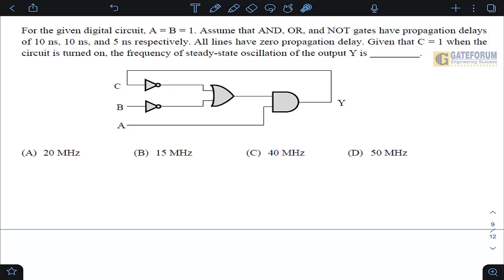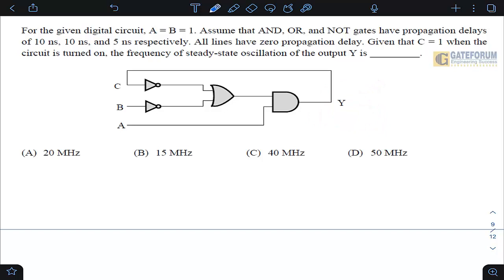The question is, for the given digital circuit, A equals B equals 1. Assume that AND, OR and NOT gates have propagation delays of 10, 10 and 5 nanoseconds respectively. All lines have zero propagation delay. Given that C equals 1 when the circuit is turned on, the frequency of steady state oscillation of the output Y is how much? So we are supposed to find its corresponding frequency.